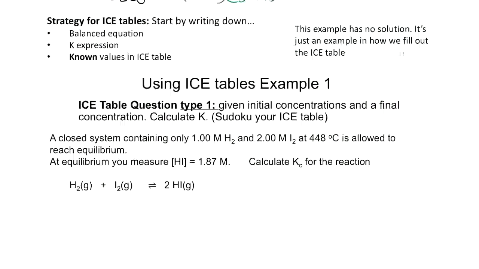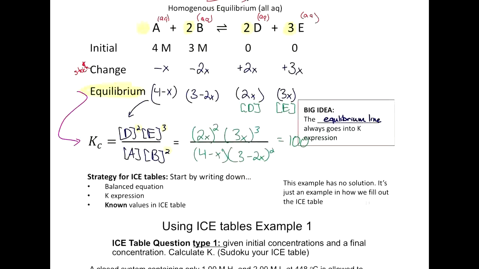So the strategy for ice tables. First, you need that balanced equation. That's important for your change line. You need that K expression because the E line goes into K. And then finally, it's like playing Sudoku, all right? You have known values. Fill in your table, and then figure out, okay, what are the missing pieces and how can I figure out those missing pieces?